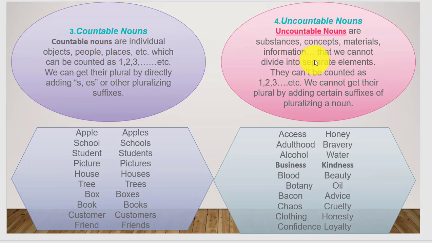Under the kind of category of uncountable noun, you can see that they are usually concepts, materials, substances. Let us see the definition. Uncountable nouns are substances, concepts, materials, information that we cannot count, we cannot divide into separate elements. They cannot be divided, they cannot be separated, they cannot be counted as 1, 2, 3. We cannot get their plural by adding certain suffixes of pluralizing a noun. To make a noun plural, we cannot add suffixes to them.